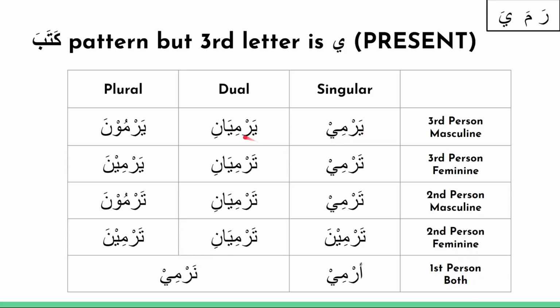Yarmi, yarmiyani, yarmuna. Tarmi, tarmiyani, yarmina. Tarmi, tarmiyani, tarmuna. Tarmina, tarmiyani, tarmina. Again, notice that this is the same as this. Armi, narmi. So practice both of these tables, the present and the past tense, by pausing the video and just going through it on your own using the verb rama.